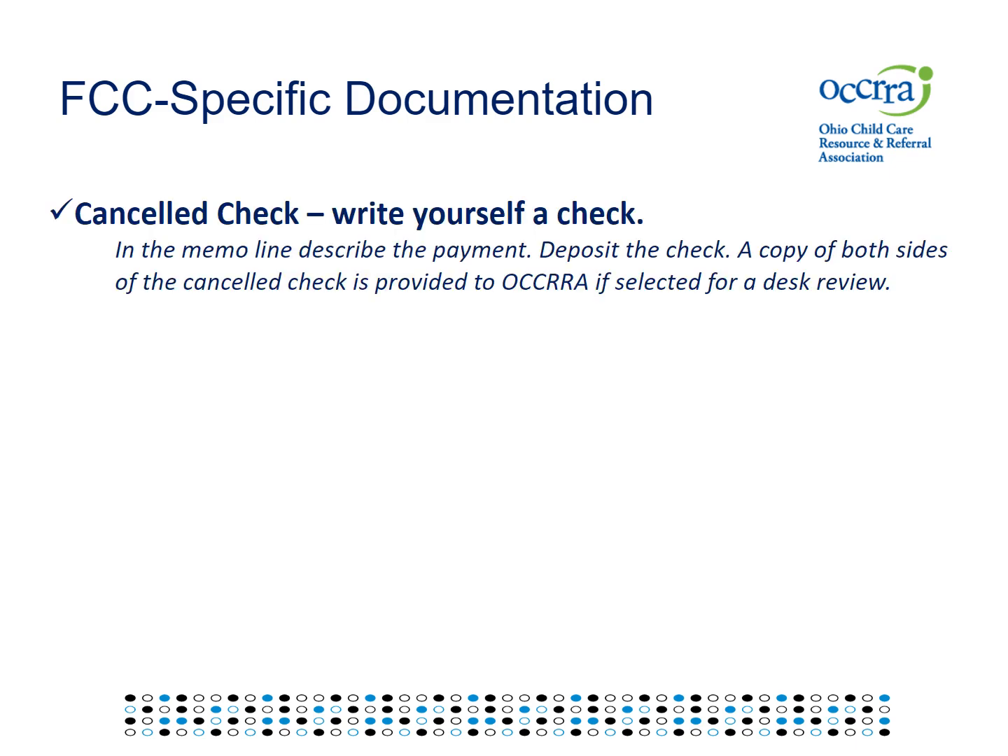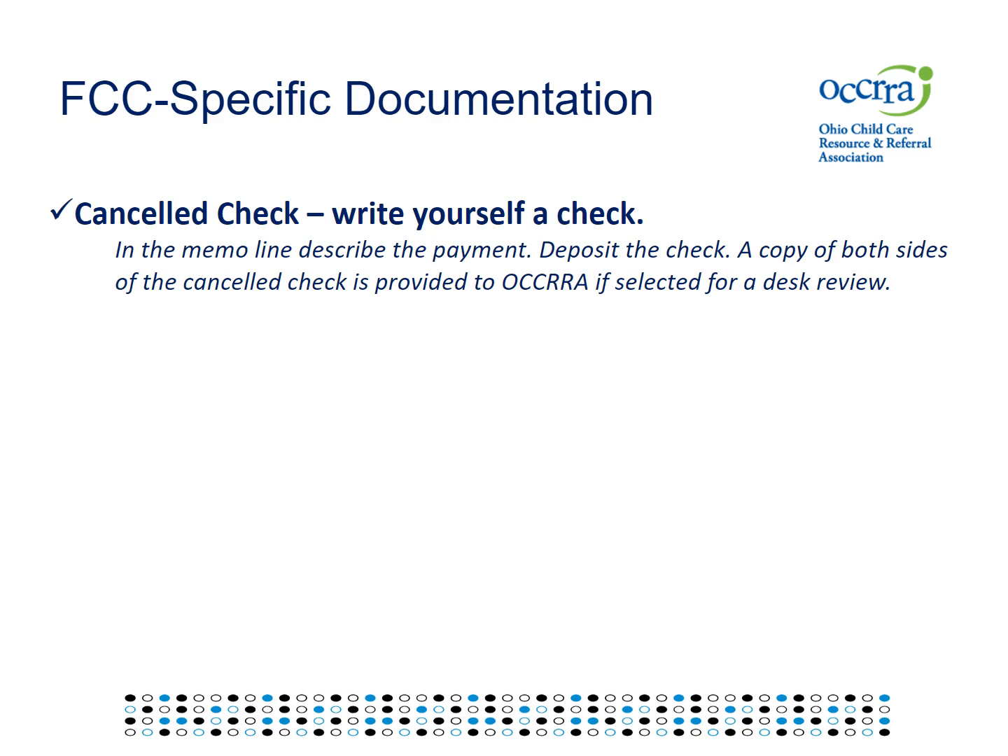The first is using a canceled check. Write yourself a check. In the memo line, describe the payment, such as personnel costs for September and October 2022. Deposit the check, and a copy of both sides of the canceled check would be what is provided to Okra in the upload if selected for a desk review.